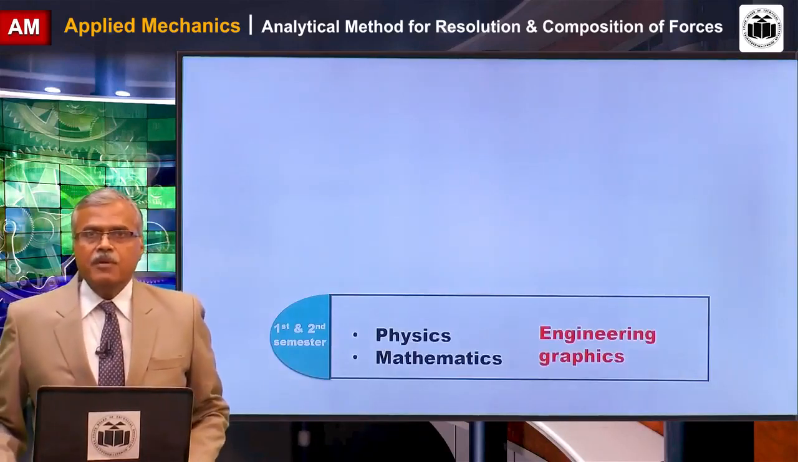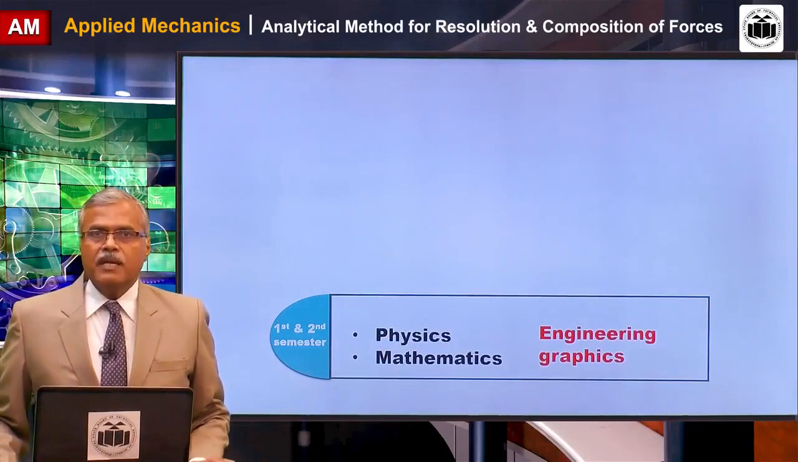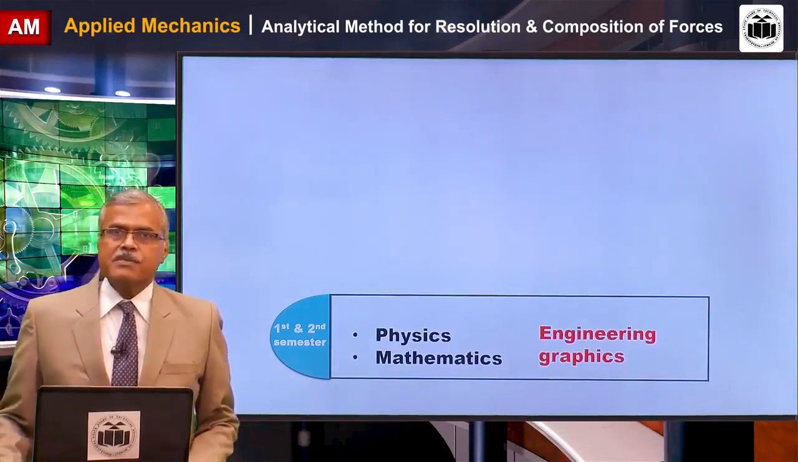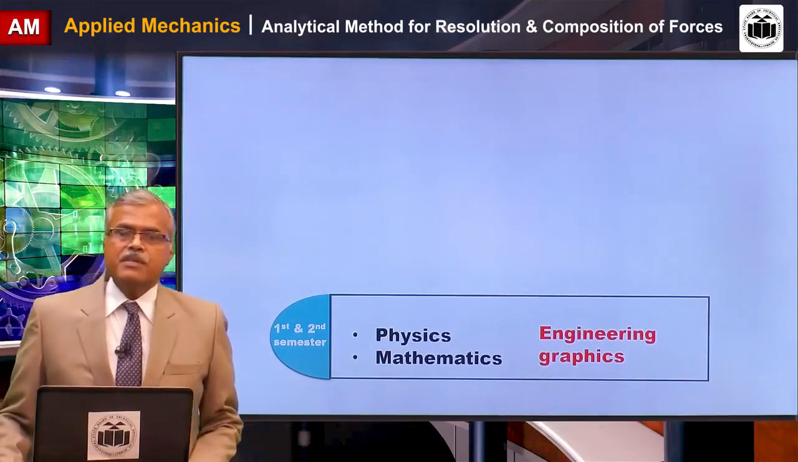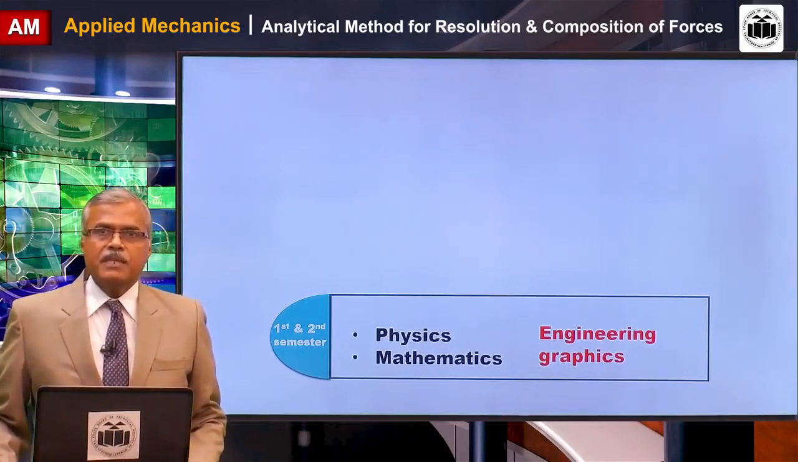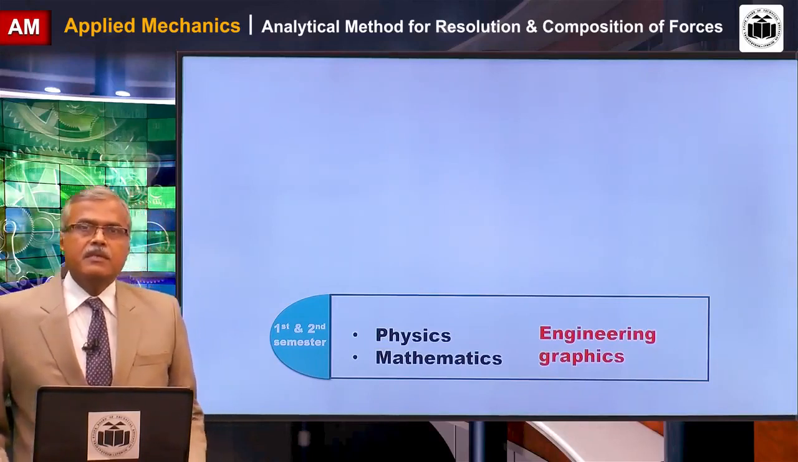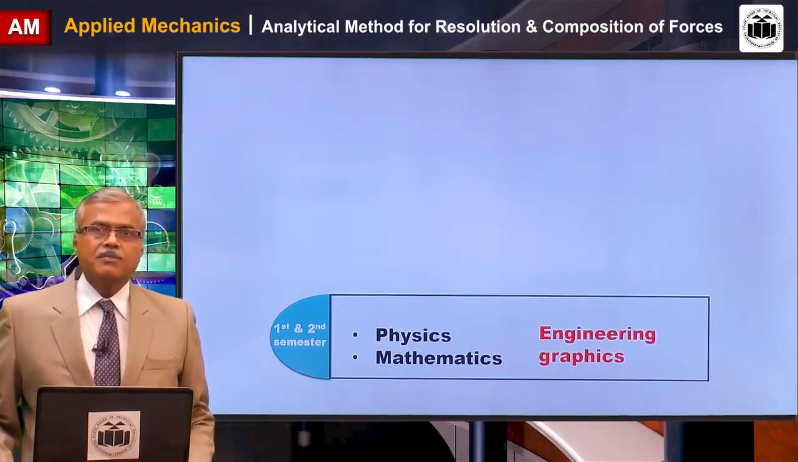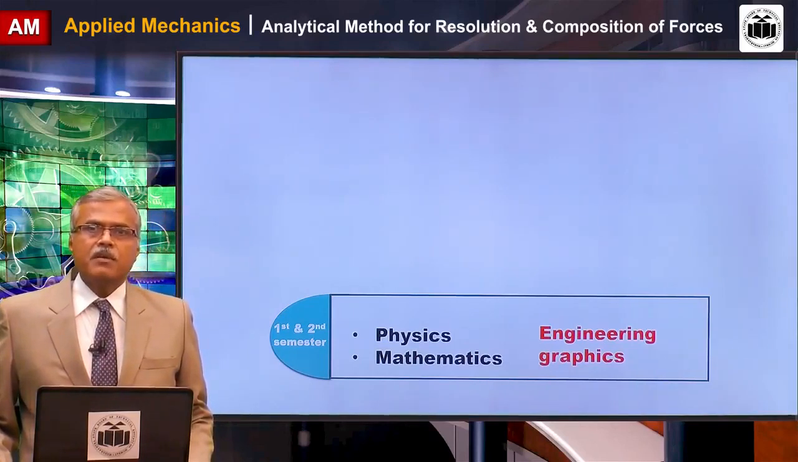Then initially, while learning this topic, we must have some knowledge from the previous semesters. In the previous semesters, we had different subjects: physics, mathematics and engineering graphics. From these subjects, we need some knowledge of scalar and vector quantities from physics. From mathematics, we need trigonometric functions. From engineering graphics, we need the projections of lines and so on.